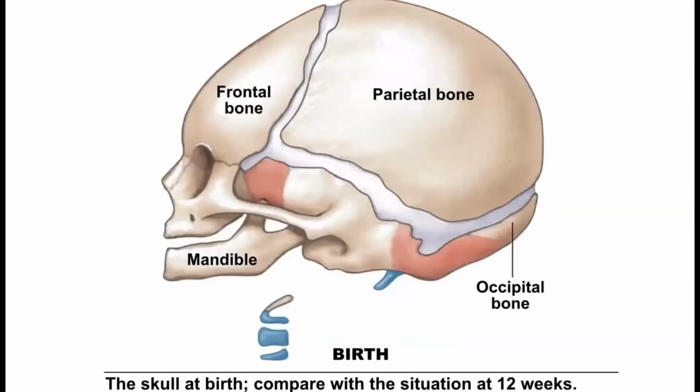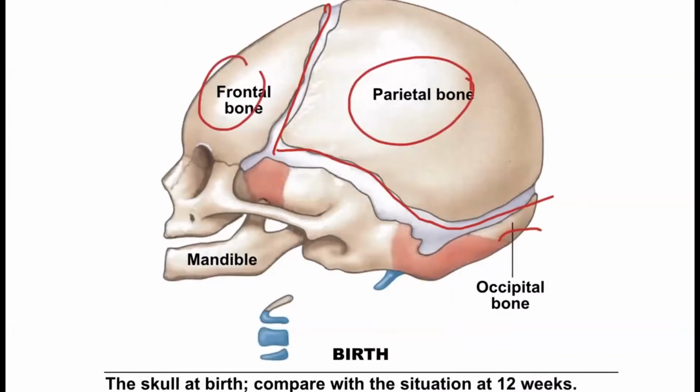And here's a real good picture. This is at birth. So the skull, or the cranium, sorry, is not completely fused with bone at birth. You got your fontanelles and you got your sutures that have not fused yet. But you can still see your occipital bone, your parietal bone, your frontal bone, mandible, maxilla, nasal bone, etc., all formed.